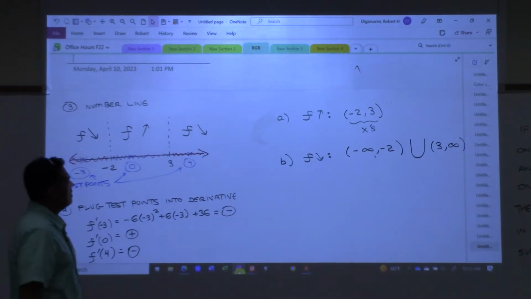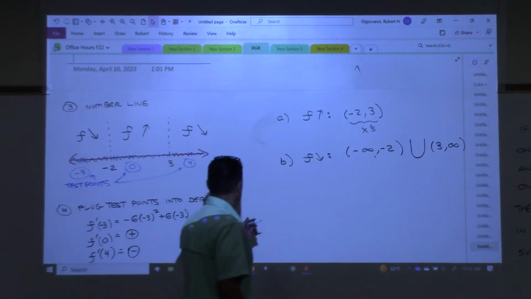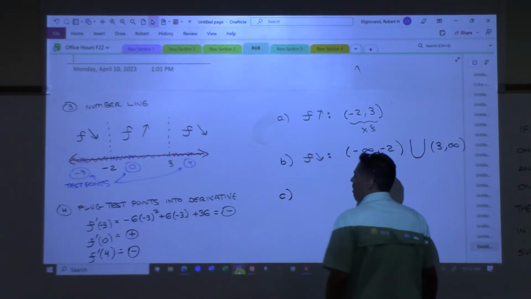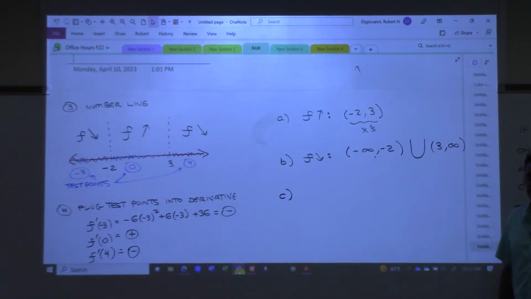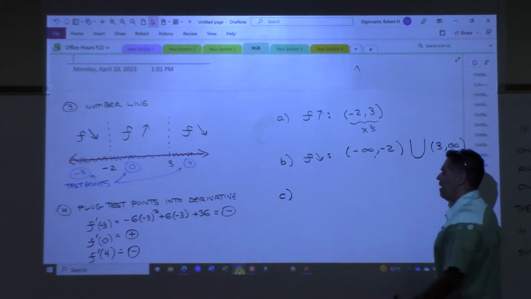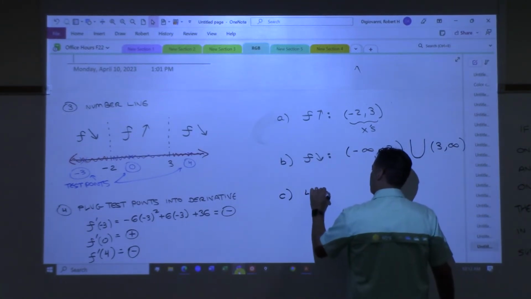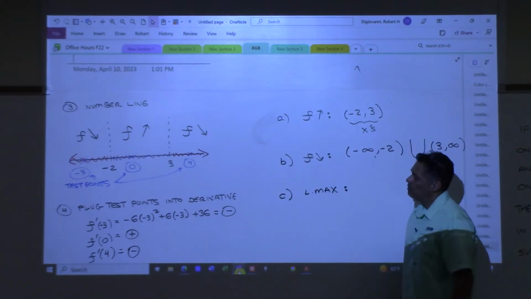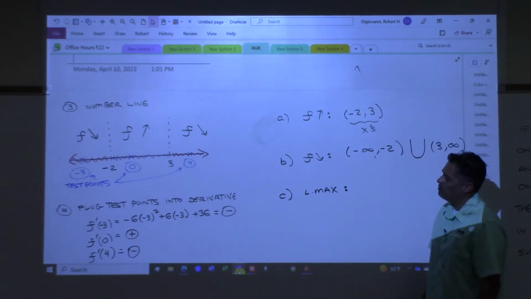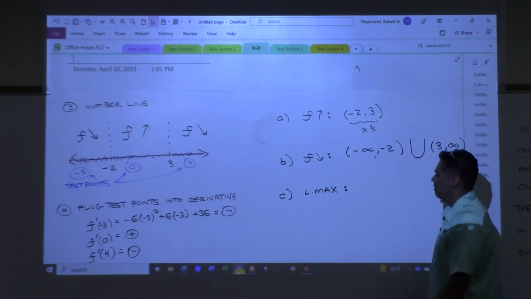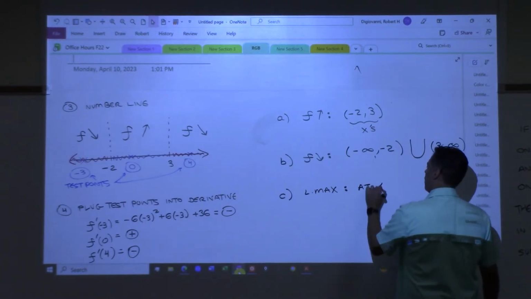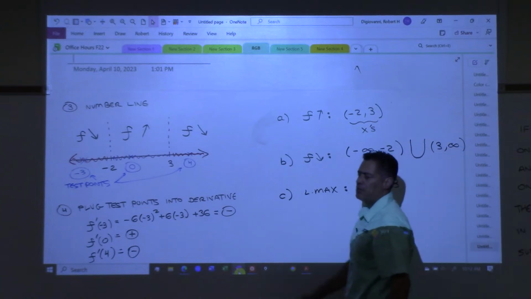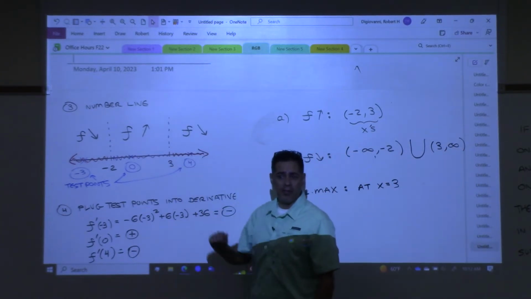All right, so part C. Part C was local maxes and mins, right? So we have, how about local maxes? Do we have any local maxes? Where? At 3, right? At x equals 3, the graph goes up and then down. So that's a local max.